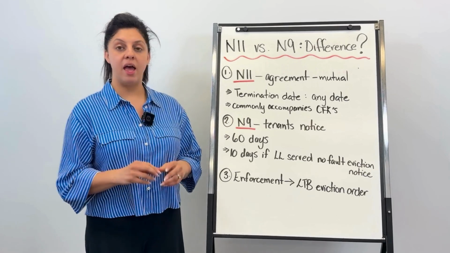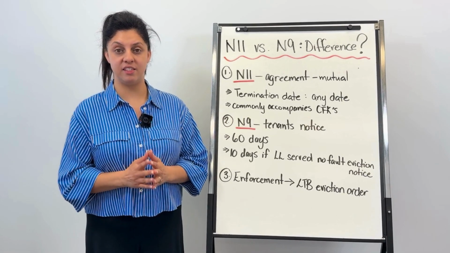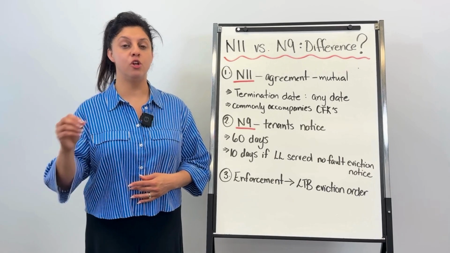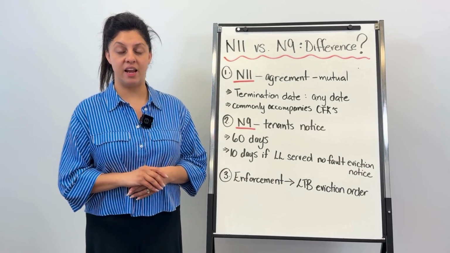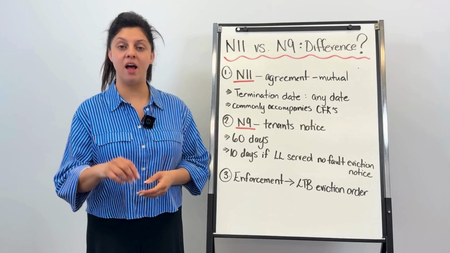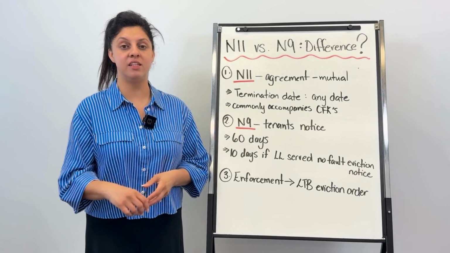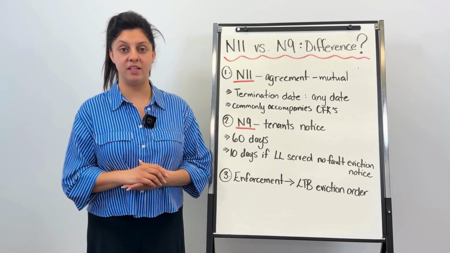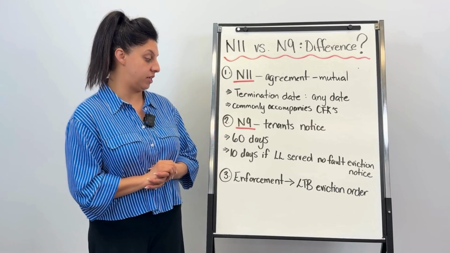An N9 is a tenant's agreement to end the tenancy, which means that notice is being sent from the tenant to the landlord. The tenant has to give 60-day notice, unless, and the caveat to that is unless, they've been served with a no-fault eviction notice, and in that case they can give 10 days notice.